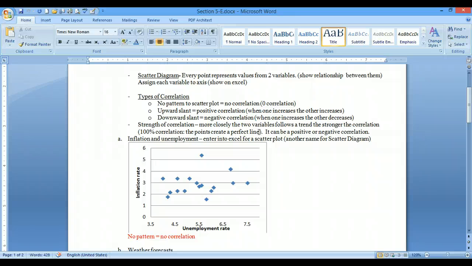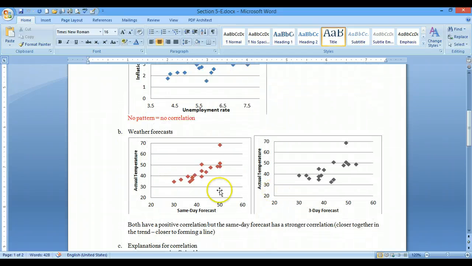Let's look at this scatter plot. This is about inflation and unemployment. So entered into Excel gave me this scatter plot or scatter diagram, and I look at the correlation here. Now remember, if all of them fall in a line, it's a 100% correlation. I'm trying to find a line to fit in here and nothing's working. So this type of correlation, there's no pattern. So there's a 0 correlation or no correlation. Let's look at the next one.